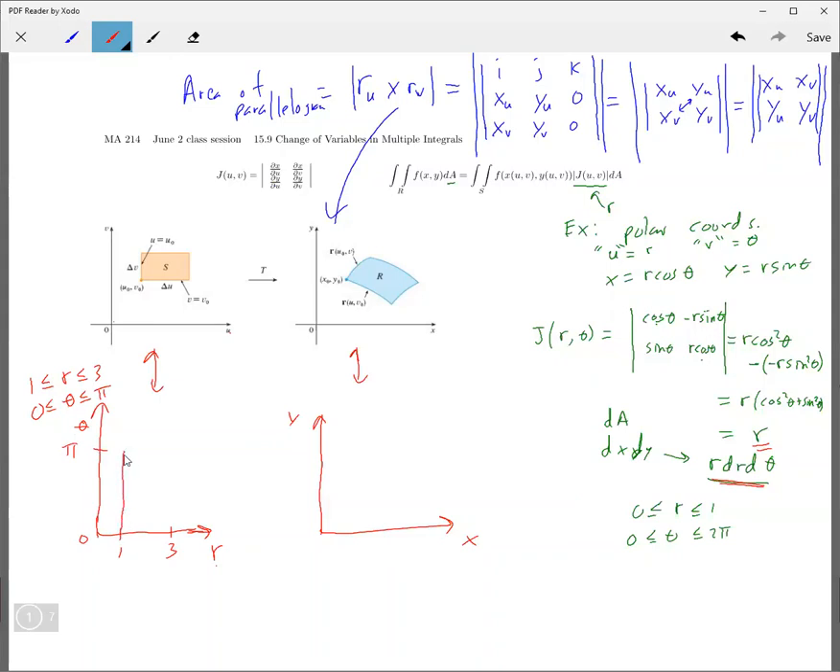And so what we have is this rectangle. Over here, if you do the same thing, r is between 1 and 3, and theta is between 0 and pi, what you get is this. You get this kind of, oh, it's like half a donut.